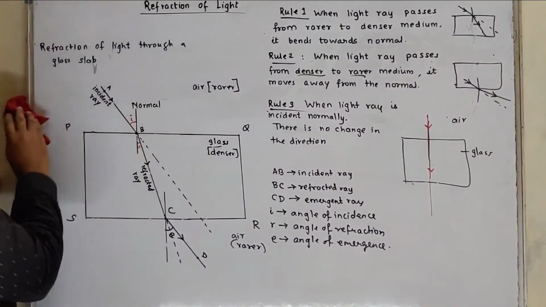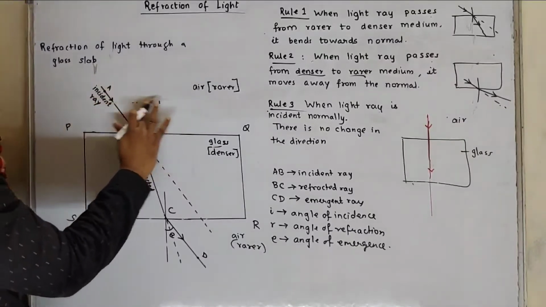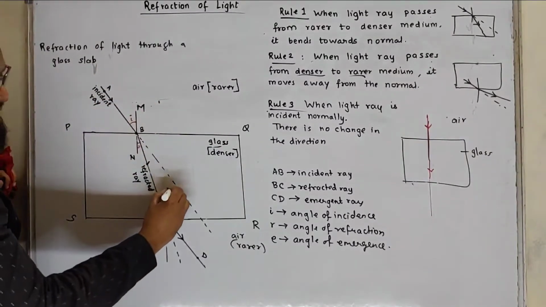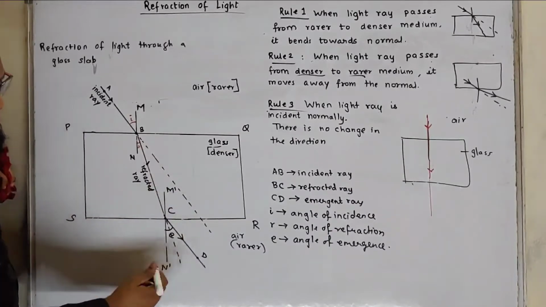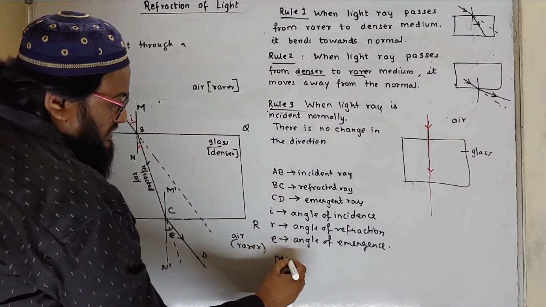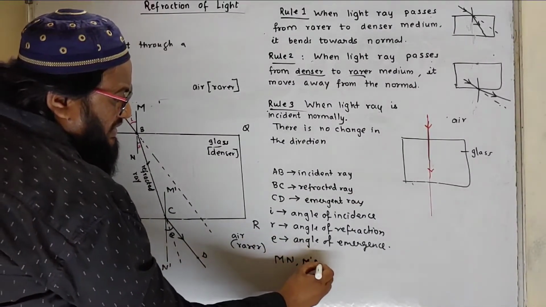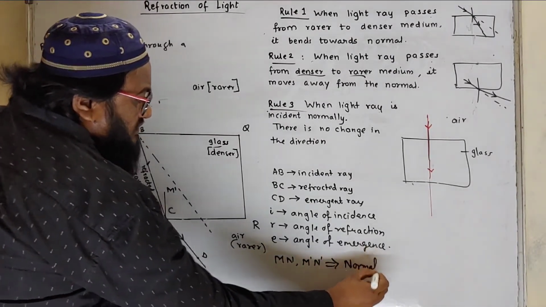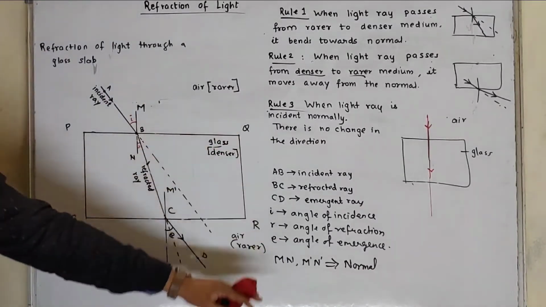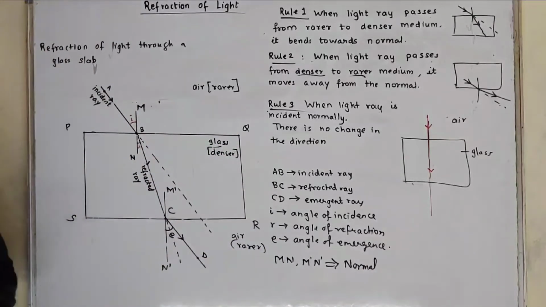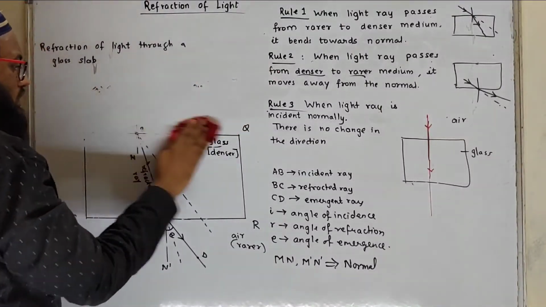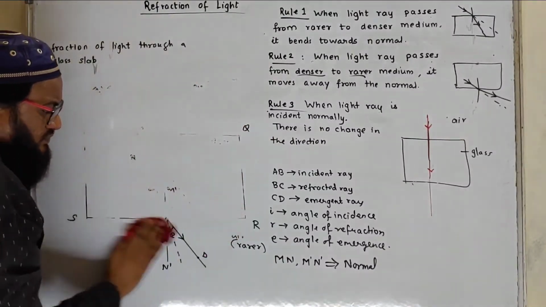It's a very simple diagram. And one more thing, normal. We'll name the normal also. We'll name it as MN, and this one M dash N dash. These are what? Normal. After drawing the diagram, we need to write down these things. Then only you'll get full marks. So this is refraction of light through glass slab. It's a very simple diagram.